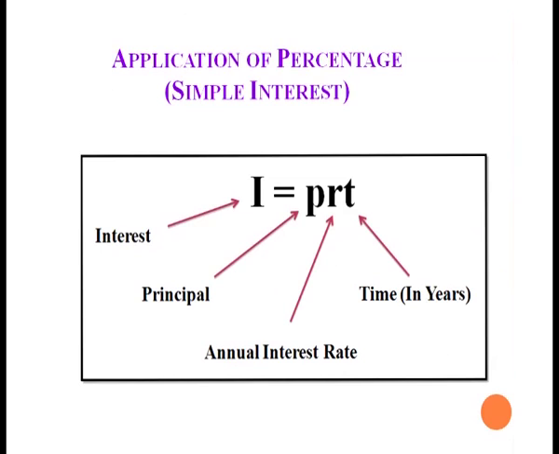We shortly write this as SI, which is nothing but PRT, where I stands for interest, which is the extra money to be paid, and P is the principal, which is the amount of money borrowed or invested. T is the time period and R is the rate of interest. And this is the formula, I equals PRT.